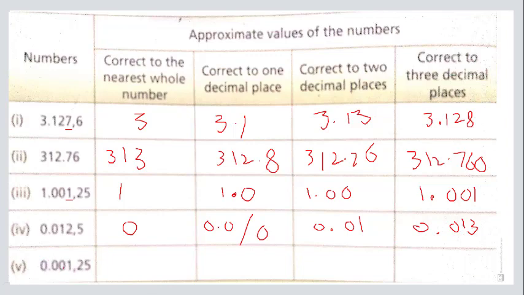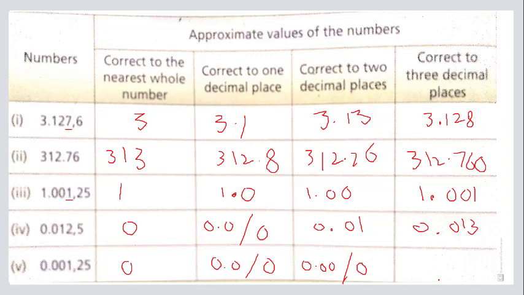Coming to the last part, 0.0125. So correcting this to the nearest whole number, this is the first digit which is 0. After this 0 there is another 0, so the 0 remains 0. Now correcting to the first decimal place, as the case was in the fourth part, the answer will be either 0.0, or you can just simply write 0. Now correcting to 2 decimal places, the second decimal place is also 0. After the 0 there is 1 which is less than 5, so 0 remains 0. Now in this case you can either write 0.00, or simply you can write 0, because 0.00 is also 0.